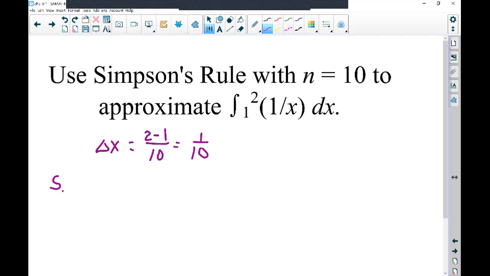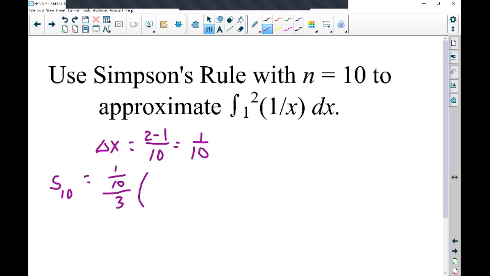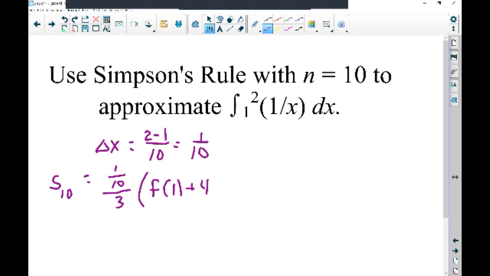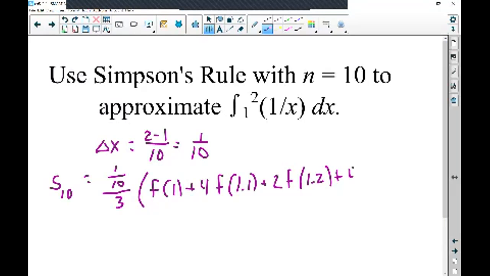So Simpson's rule with 10 subintervals. 10 is even, so that's good. We can use Simpson's rule then. Delta x over 3. We're going to have f of 1 plus 4 times f of 1.1 plus 2 times f of 1.2 plus 4 times f of 1.3.